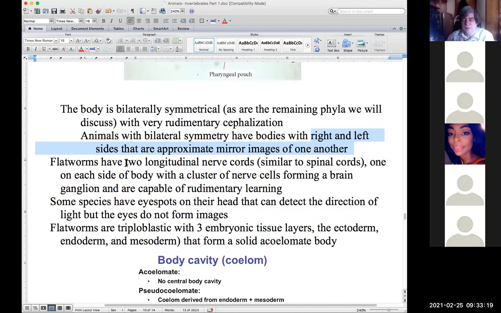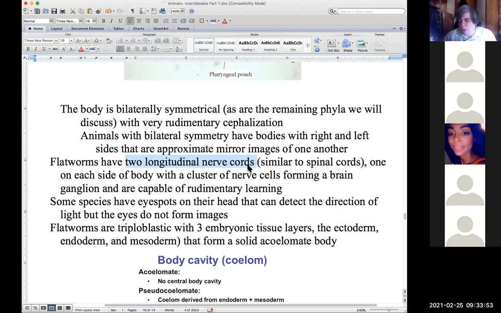Now, since these organisms are bilaterally symmetrical, they have 2 longitudinal nerve cords that run the length of their body, similar to a spinal cord in us, except we only have 1 spinal cord. So they have one on the right side of their body, one on the left side of their body. And up in the head area, these longitudinal nerve cords join with a cluster of cells called a ganglion, and they form a brain. It's not a very big brain.